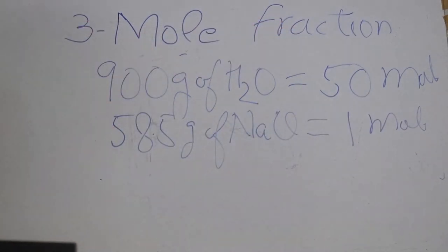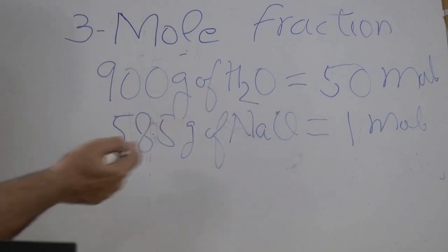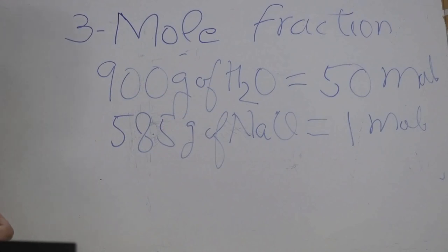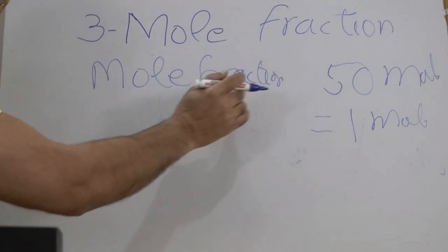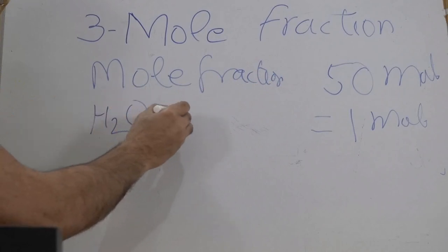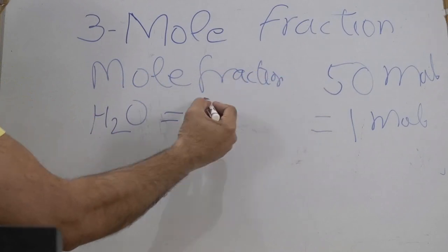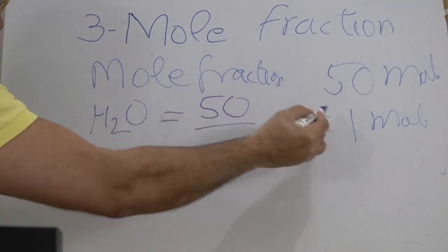Therefore, to calculate the mole fraction of a solution, we have to find the number of moles of every constituent, every substance present in the homogeneous mixture or solution, be it 2, 3, 4 or 5, whatever. Therefore, we must know the mass of every constituent in the mixture, and then find the number of moles. After that we find the mole fraction of water. It would be the number of moles of water divided by the total number of moles, that is 51.